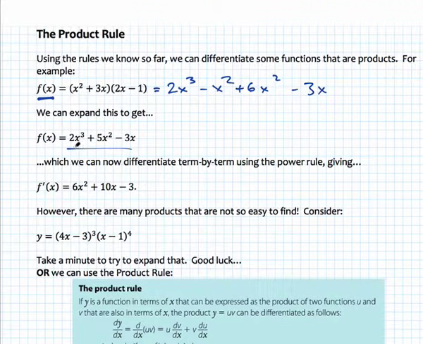And we can differentiate this term by term using our power rule. And we would get this equation right here. So that was fairly easy to do. But there are definitely products that would be a lot harder to find.